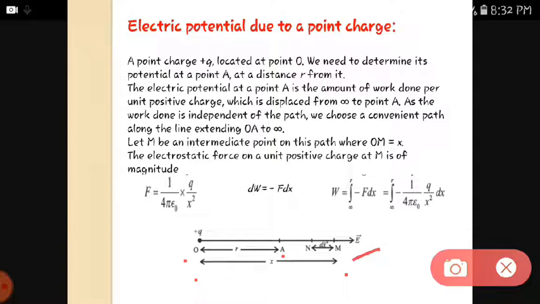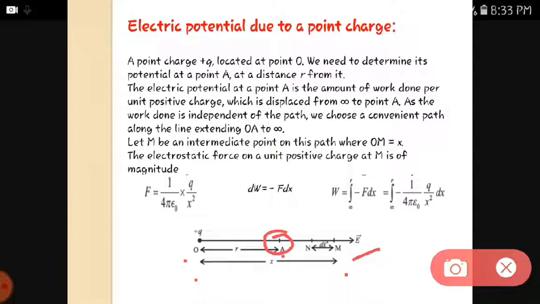Now we are going to determine the potential at point A. Here is the point where we are going to find the electric potential, which is located at a distance R from a point charge Q. To find the potential at point A, we need to calculate the work done to displace a charge from infinity to point A.